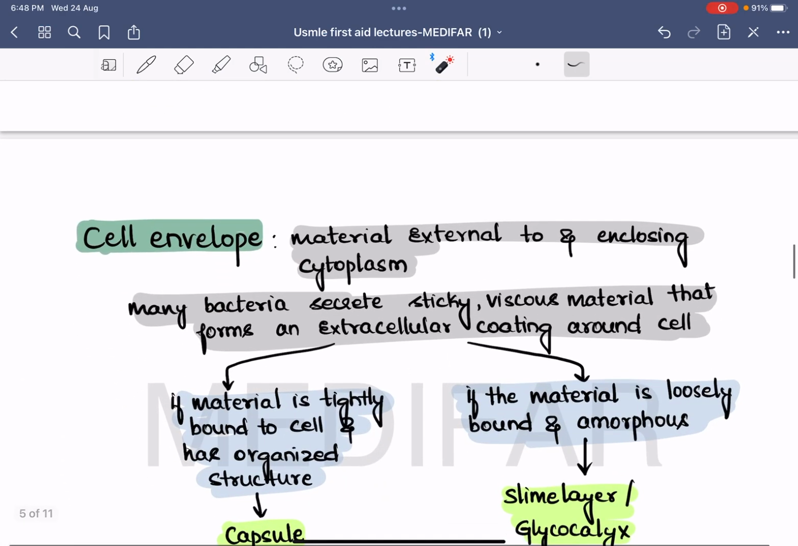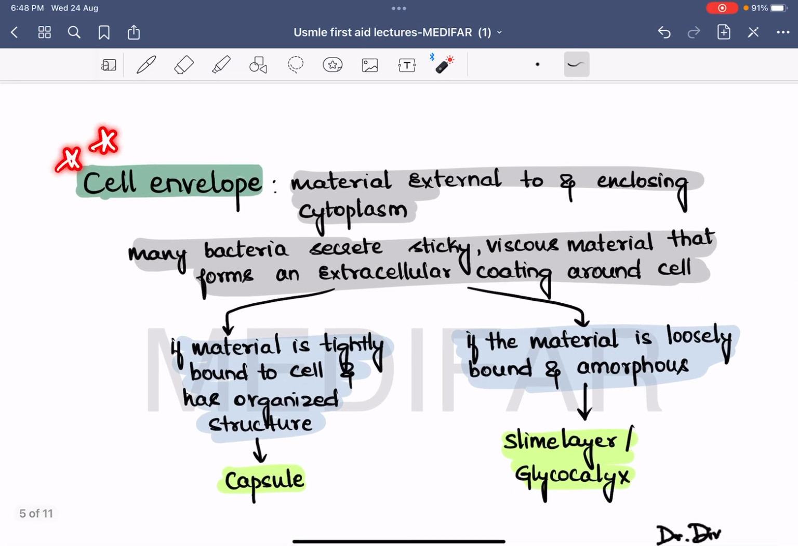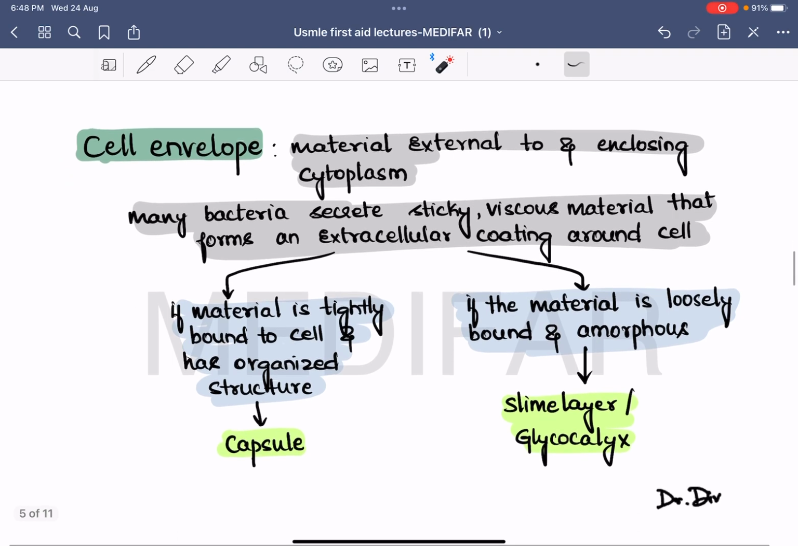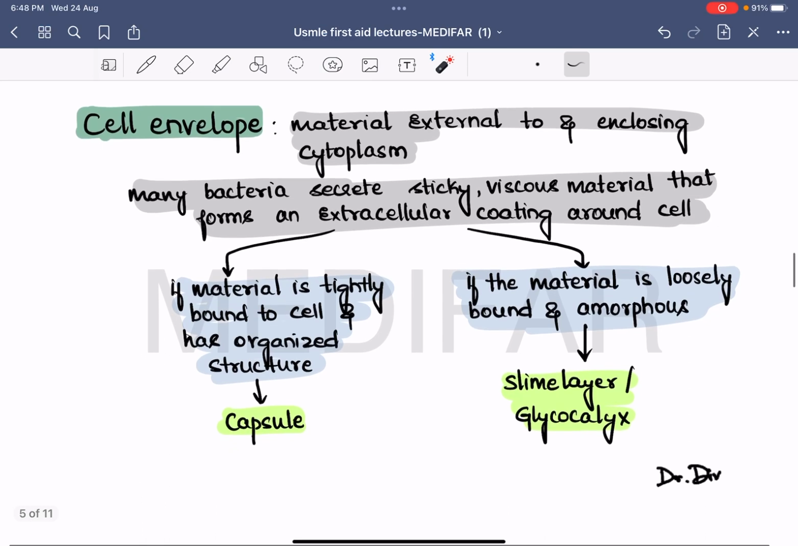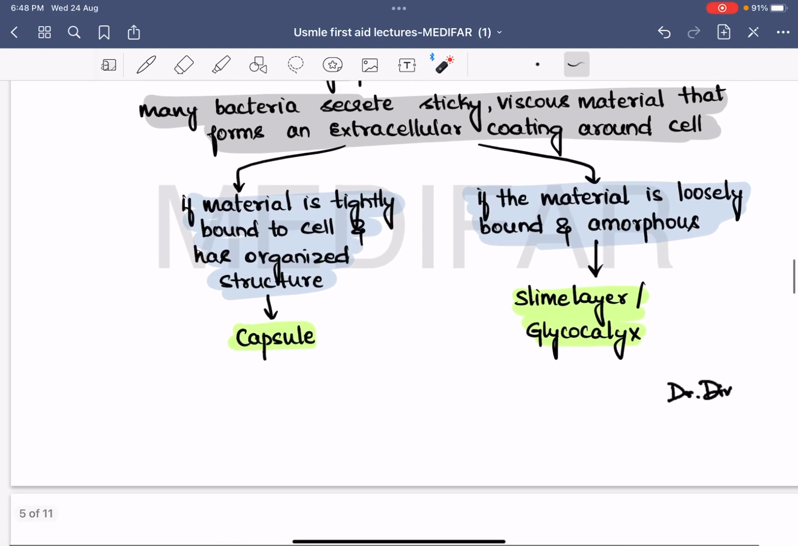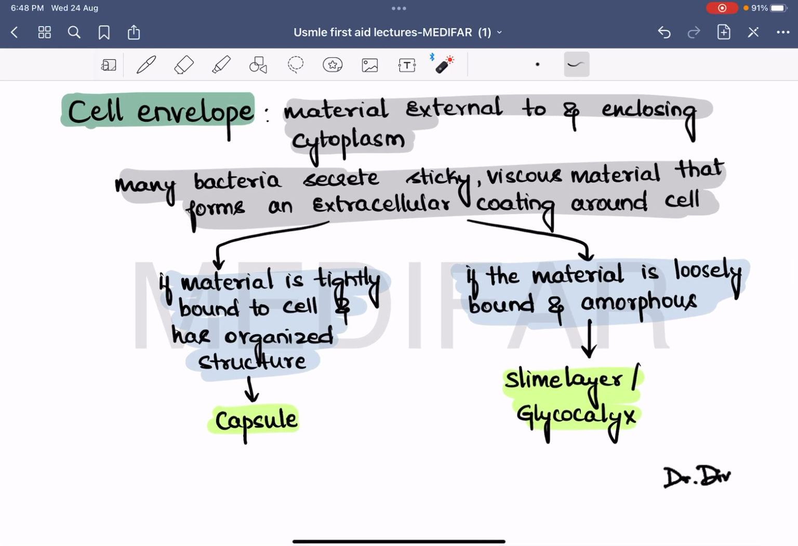Now coming to the third part of the bacterial structure, that is cell envelope, which is very important. Cell envelope, what is it? What do you mean by cell envelope? It is all the material which is exterior to the bacterial cell cytoplasm. What does it contain? From outside to inside, it is capsule or slime layer. It may be capsule or it may be slime layer, and below that we have cell wall, below that we have cytoplasmic membrane. Coming to the outermost, that is capsule or slime layer.